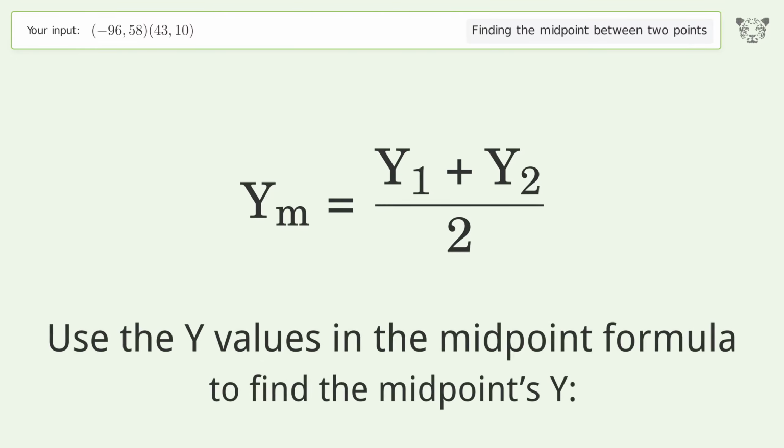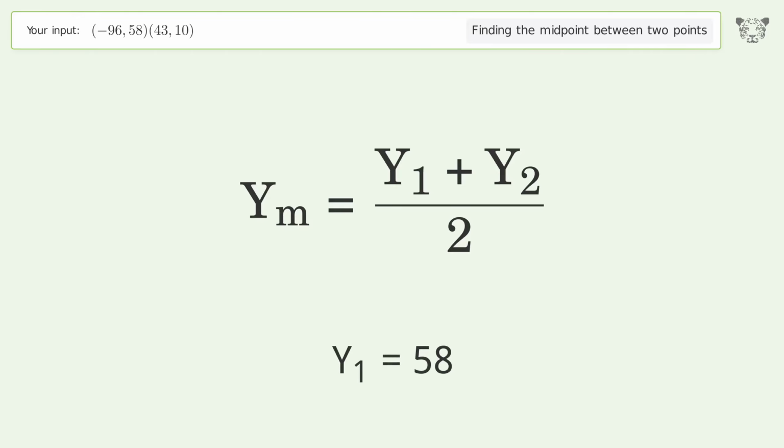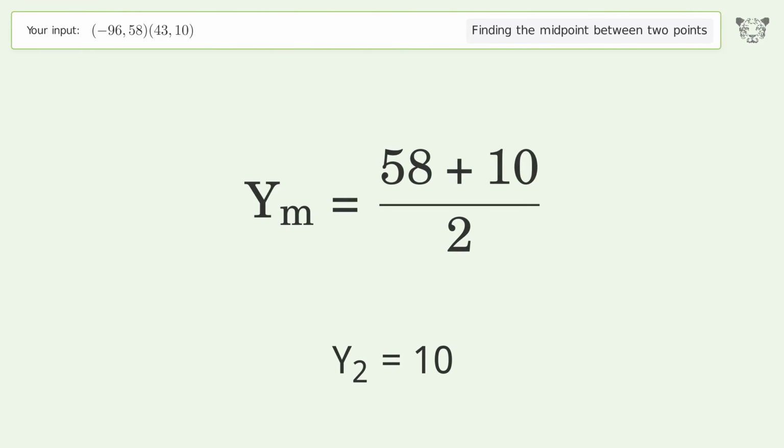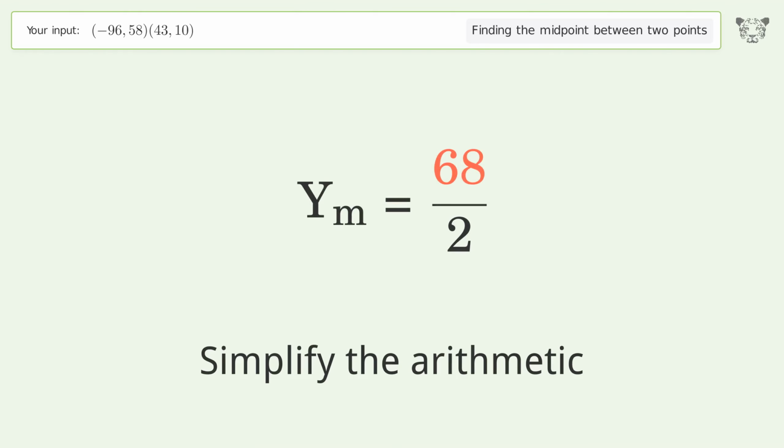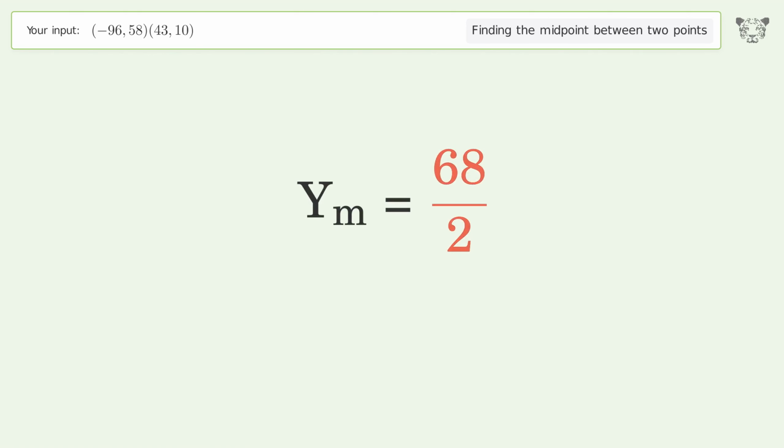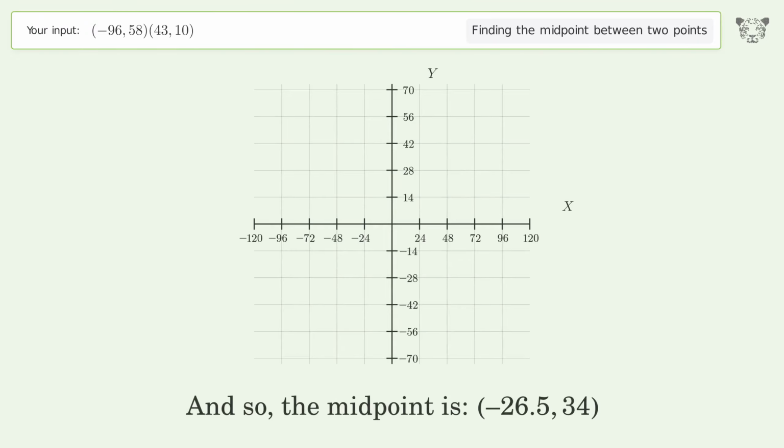Use the y values in the midpoint formula to find the midpoints y. y1 equals 58. y2 equals 10. Simplify the arithmetic. And so, the midpoint is negative 26.534.